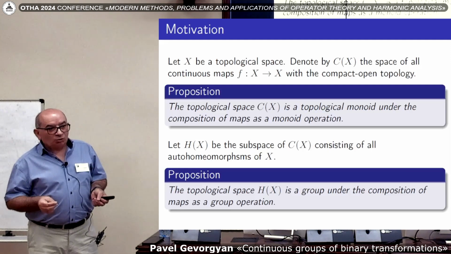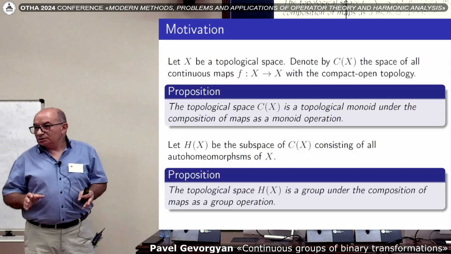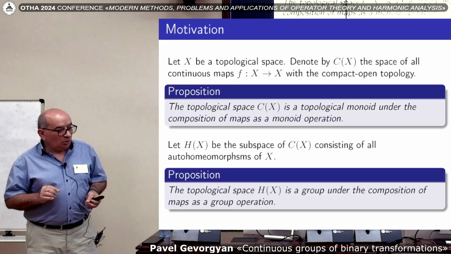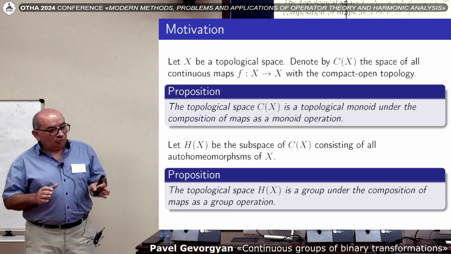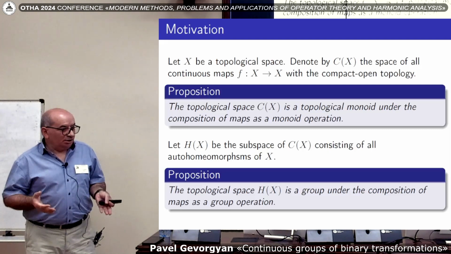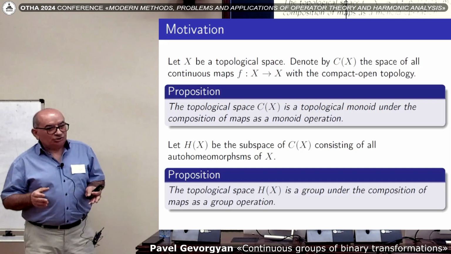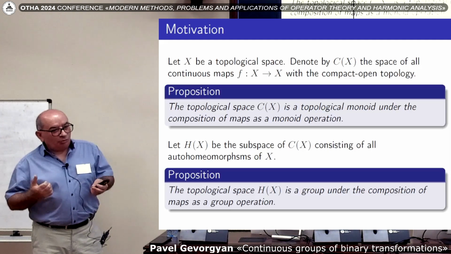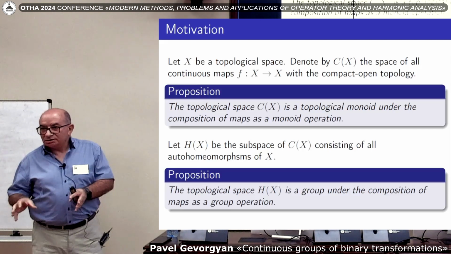Note that the group H of X and all its subgroups naturally act on X. Moreover, any topological group which acts on X effectively is isomorphic to some topological subgroup of the group H of X. Therefore, we can say that the group H of X, or again in algebraic terminology, the group of all continuous invertible unary operations of X, is a source of groups acting on X.